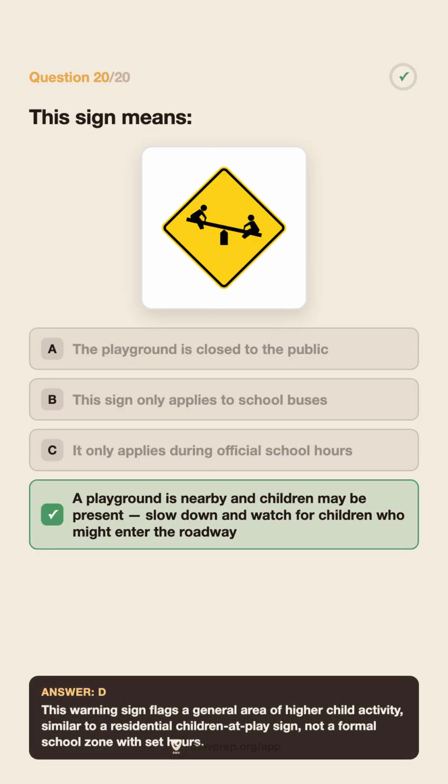The correct answer is D. This warning sign flags a general area of higher child activity, similar to a residential children at play sign, not a formal school zone with set hours.